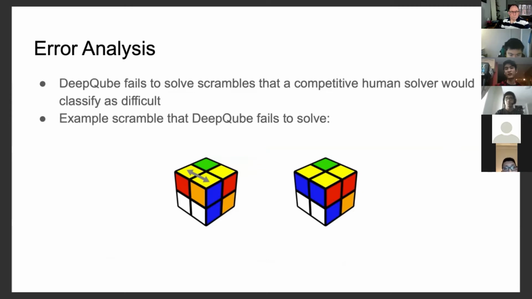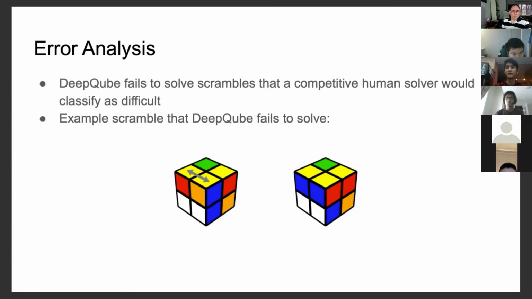As you can see, the arrow denotes two pieces that need to sort of be swapped in place. You can think of this as being close to solved, but not quite solved. And this is difficult to solve because you'd need to take the pieces out of the positions they're currently in and then put them back into place, which is a lot of extra moves compared to more common scrambles. And interestingly, this is the same kind of scramble a competitive human solver might classify as difficult.